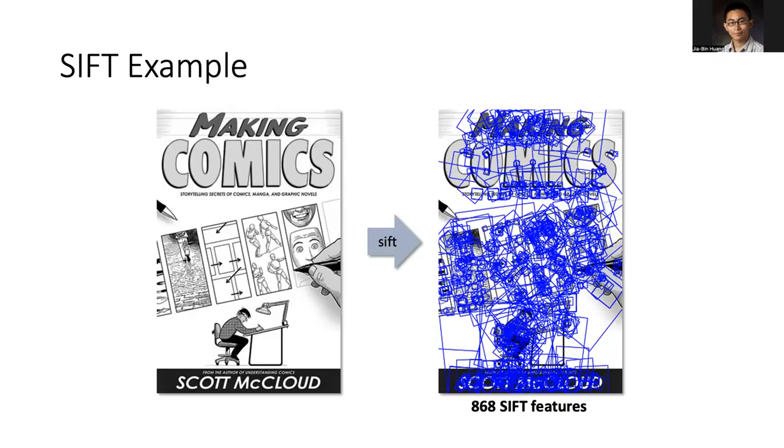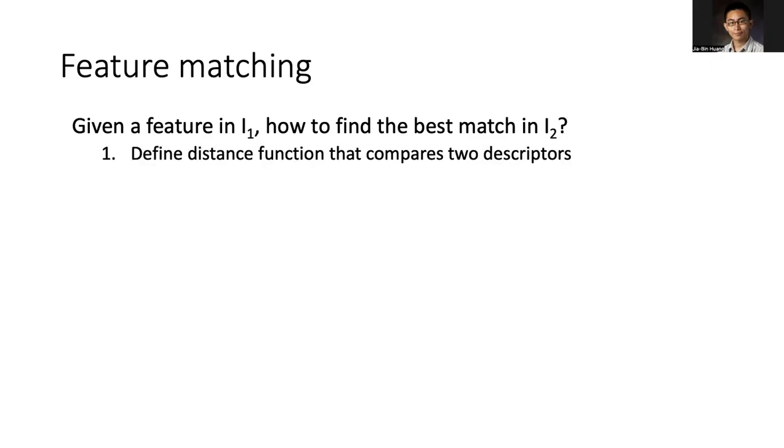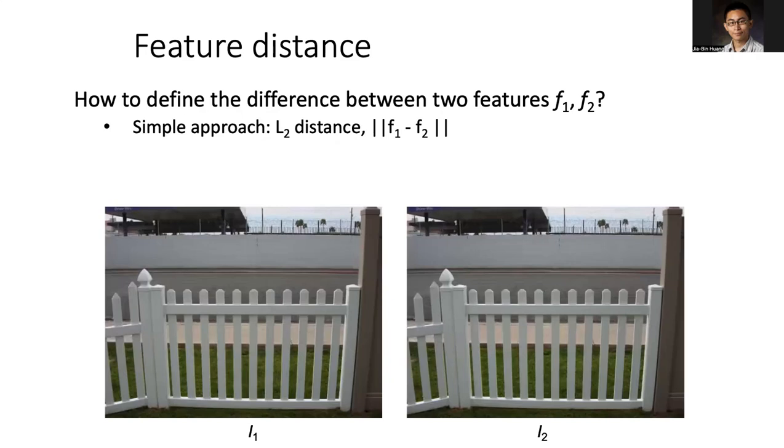How do I match them? The idea is that if I have a feature in image one, how do I find the matches in image two? For that, you need to find a distance measure of the feature descriptor. So, basically, the idea is the following.